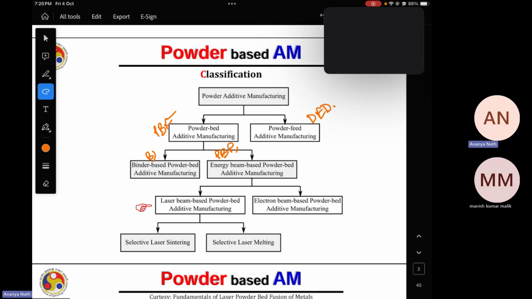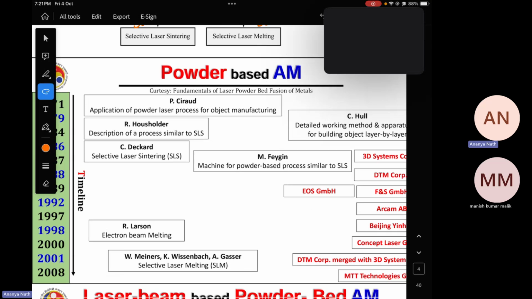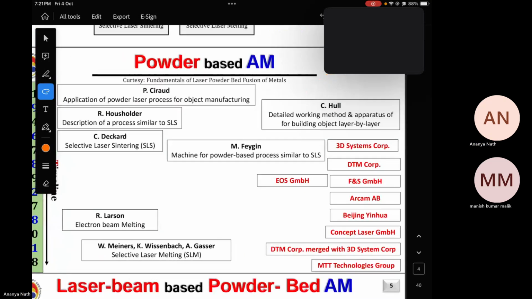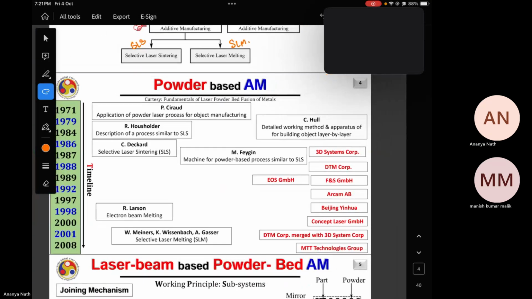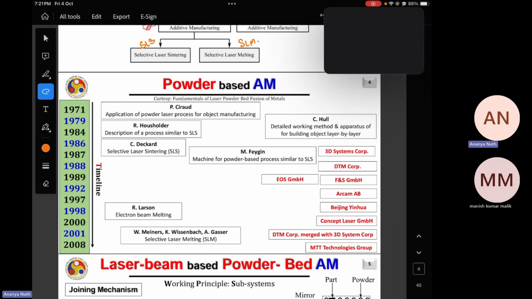Now, in case of energy beam based powder bed fusion, we can have LPBF, which is laser powder bed fusion. We have EBPBF. And in case of LPBF, we have SLS, we have SLM. Okay. So, as I have already told you this thing. So, next, this is the inception of this process of powder bed fusion.